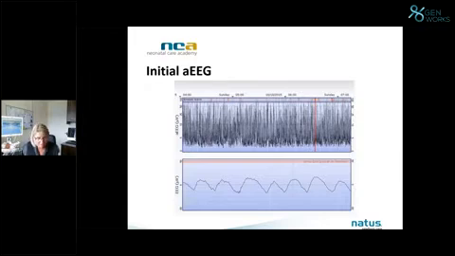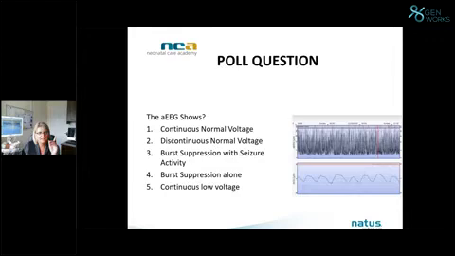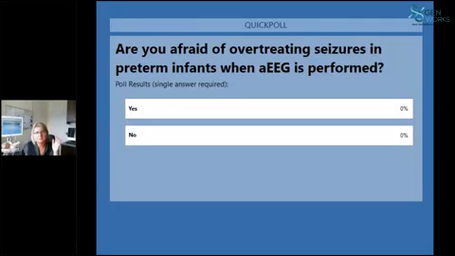So I want you to look very carefully at this AEEG trace, because I'm going to ask you what you think you can see here in terms of background patterns and potential seizures. What do you think this shows? Does it show continuous voltage, discontinuous normal voltage? Does it show elements more of burst suppression with seizure activity? Does it show burst suppression alone or continuous low voltage? So let me launch that poll for you to vote on.